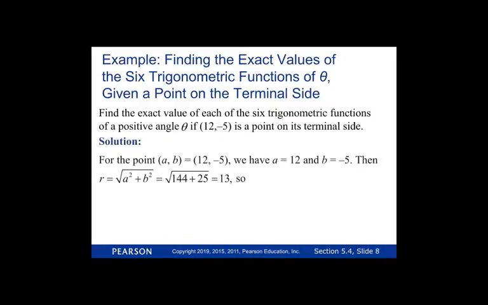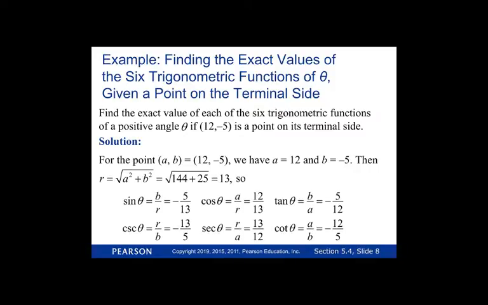So for this point, we have a is 12, b is negative 5. So that's like our x is 12, our y is negative 5. So then we can use the Pythagorean Theorem. So then we get the radius. So then I think we got all these results.